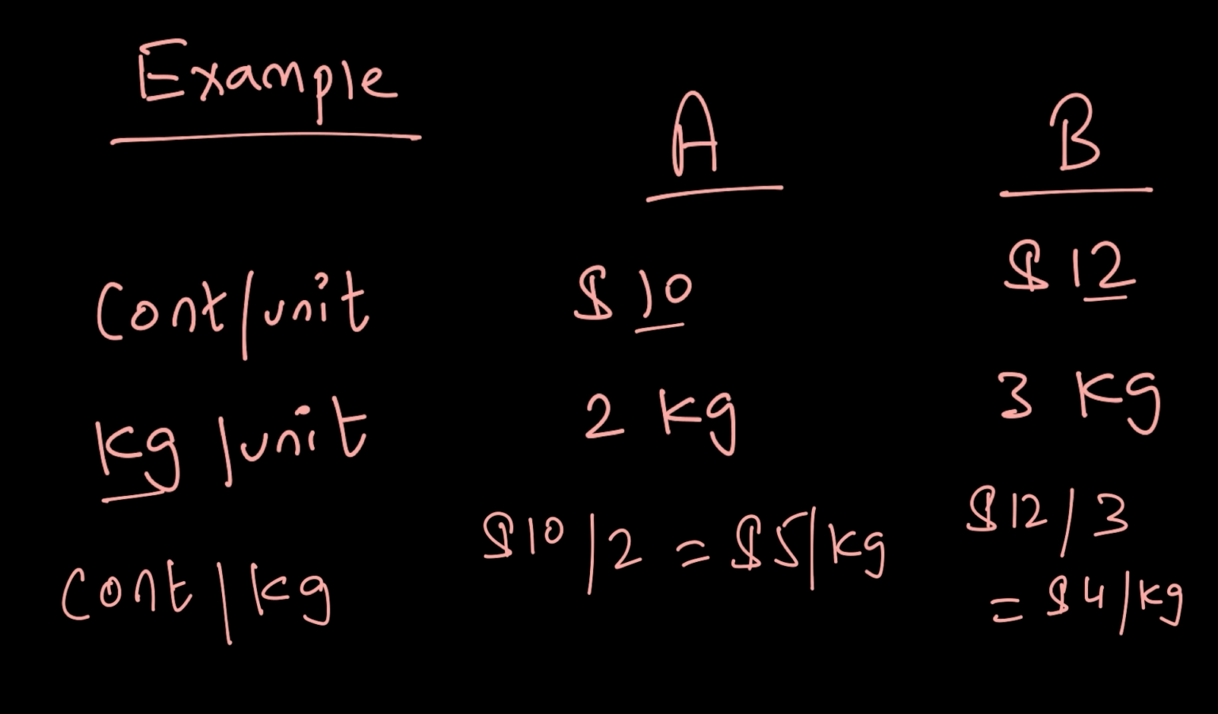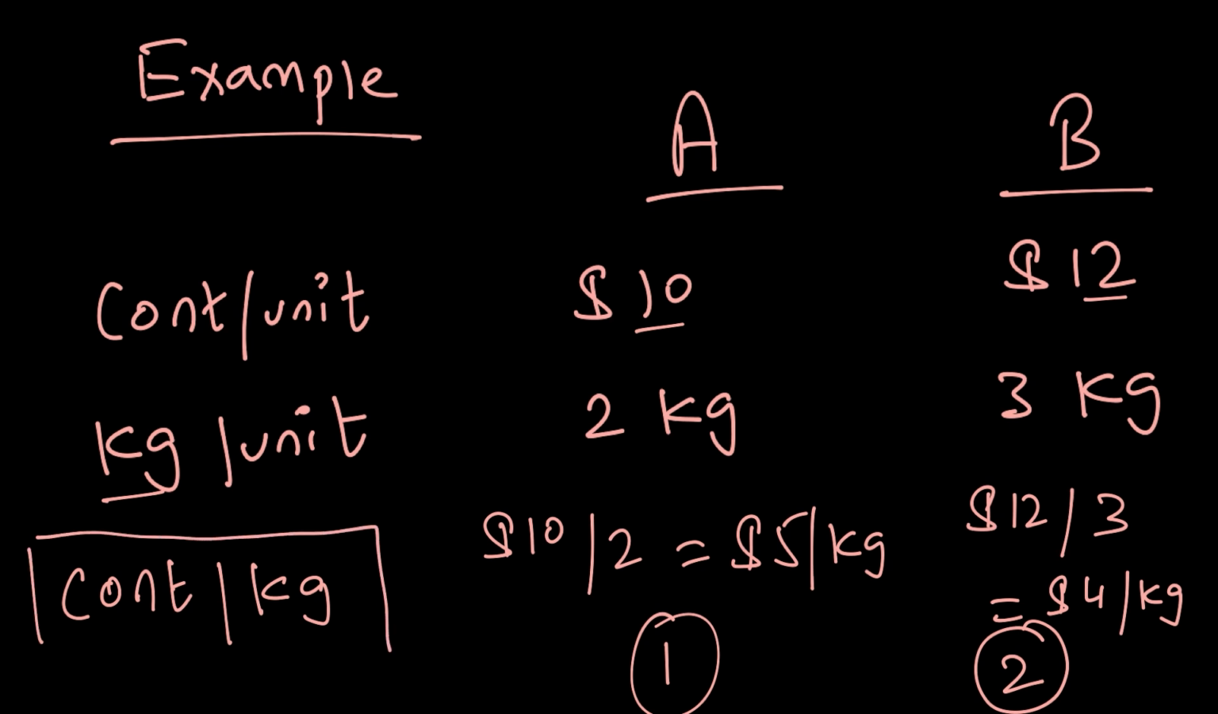So now our decision should not be just based on contribution, but on contribution per kg. So we should rank product A as number one. That is the product that I should prioritize over product B, and then I should rank product B as number two. The ranking is based on this metric, contribution per kg, or we can say contribution per limiting factor.